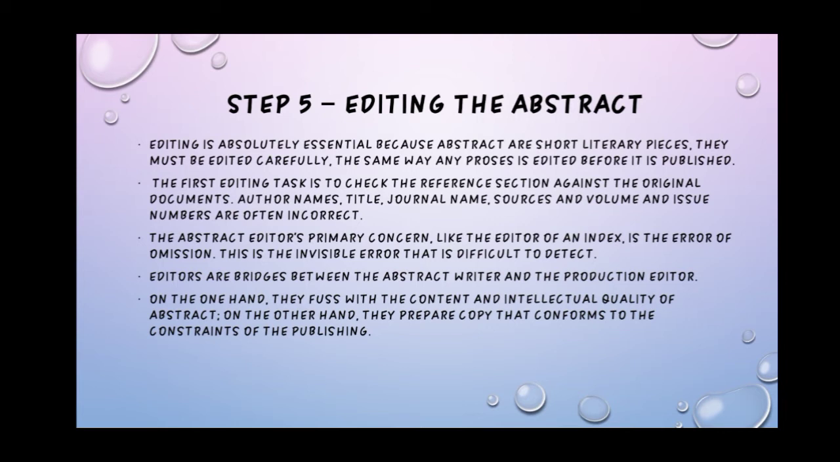They must be edited carefully, the same way any process is edited before it is published. The first editing task is to check the reference section against the original documents. Author's name, title, journal name, sources, and volume and issue numbers are often incorrect. The abstract editor's primary concern, like the editors of an index, is the error of omission. This is an invisible error that is difficult to detect.